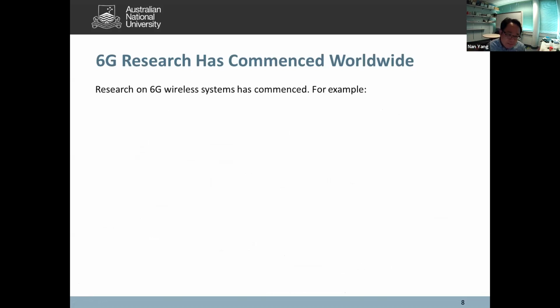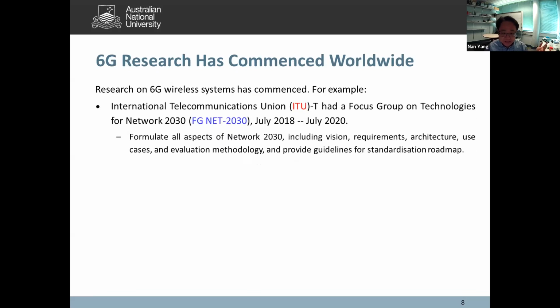So in this case, it's happy to see that research on 6G has commenced worldwide. For example, the International Telecommunication Union has a focus group for Technologies for Network 2030. If you are interested in what they have proposed or written in their technical reports or white papers, please feel free to look at their website. They have really provided some interesting things.